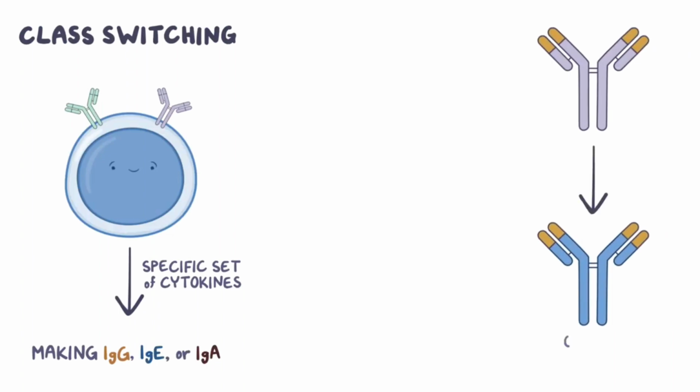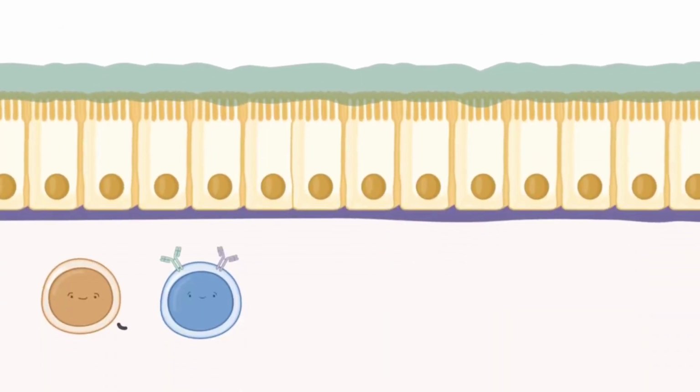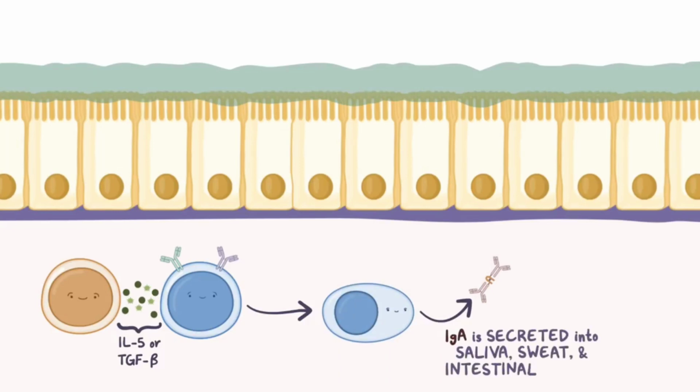In class switching, the only thing that changes is the constant region, and not the variable region of the antibody, meaning that the antigen specificity remains the same. IgA is primarily produced when B cells are stimulated by interleukin 5, or transforming growth factor beta, also known as TGF-beta. Class switching to IgA usually happens in MALT, from where IgA is secreted into the saliva, sweat, or intestinal juices.